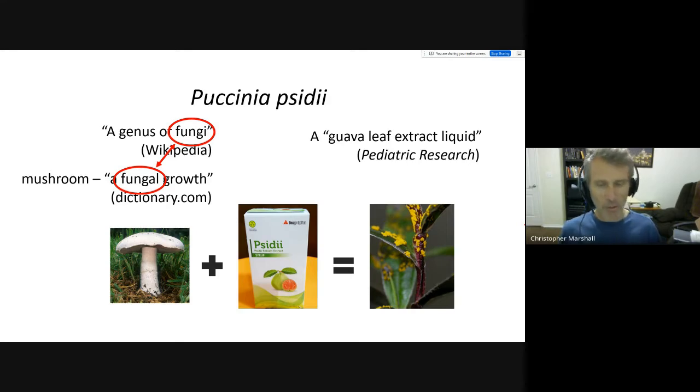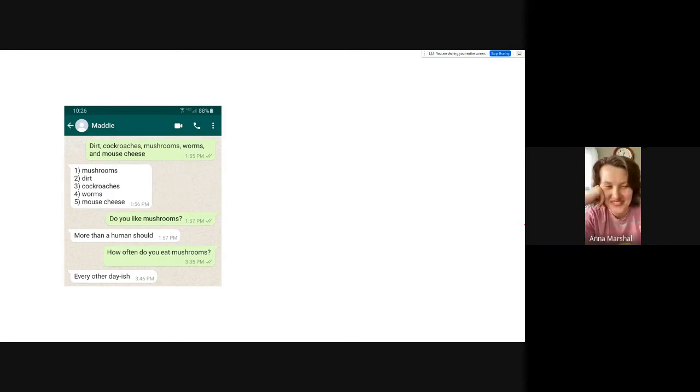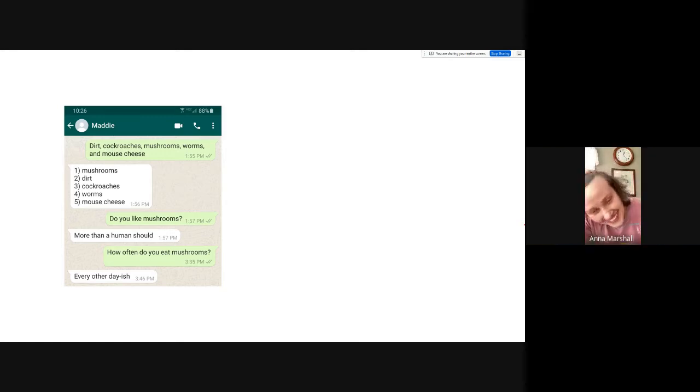So my next task was to see if there was any evidence for those two elements combining in connection with Maddie, whose flight path created our hubs. So I conducted another extensive set of delimiting surveys with Maddie. I contacted her directly to address the mushroom angle. I presented her with a list of 5 edible things in no particular order and asked her to order them in order of her preference. And you'll see that she put mushrooms as number 1.